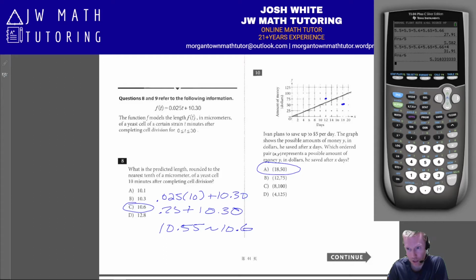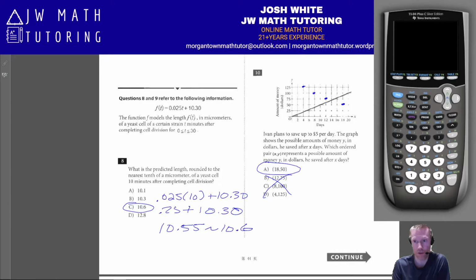1275 would be up here. Okay, that's not possible because it's above the line. 8100 is way up here. Not possible because it's above the line. And 4125 would be even higher, way up here. Not possible because it's above the line. So 1850 is the only point that is either on the line or below the line. Those are all the points that are acceptable for this situation.